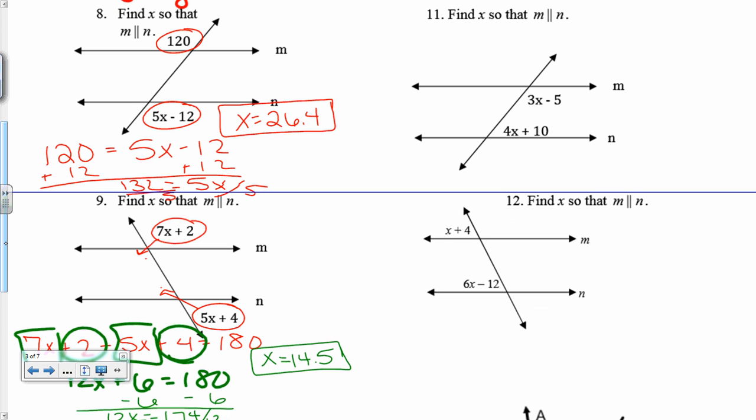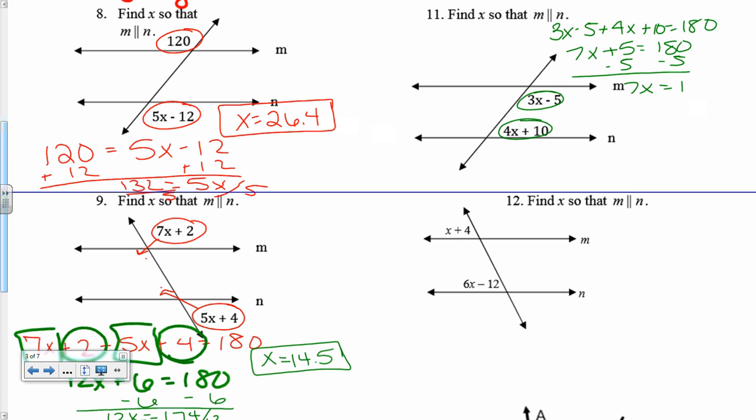Number 11, I have same side interiors. So these are supplementary, so I add them to give me 180. Combine my like terms, 7x plus 5 equals 180. Subtract the 5. Divide by 7, I get x equals 25.